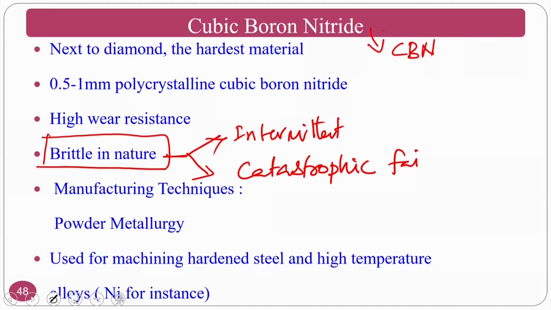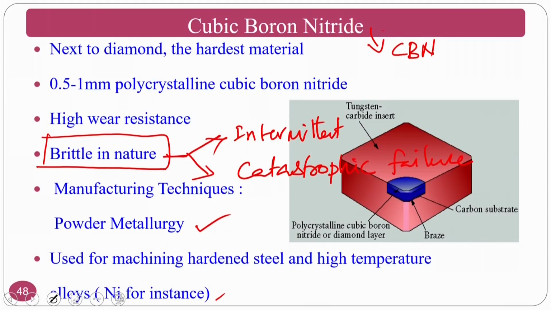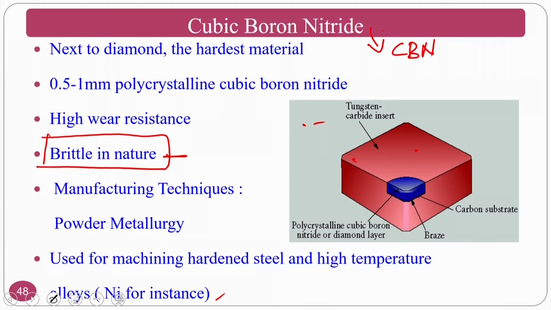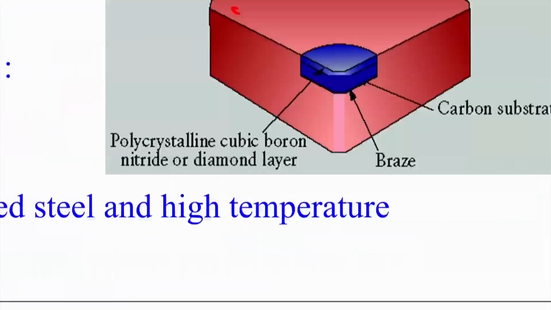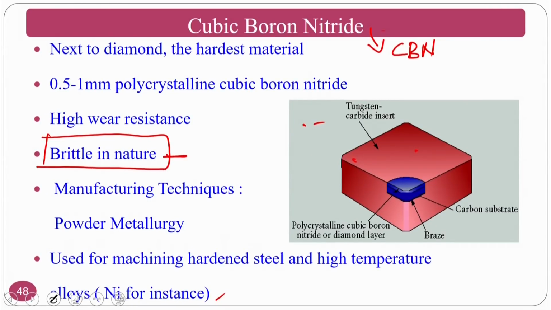As for manufacturing techniques, normally powder metallurgy is used. These are used for machining hardened steel and high temperature materials, for example nickel based alloys and all those things. You can see how it looks. So, the complete tool insert cannot be made from this one. That is why they make a small bit and do the brazing operation.